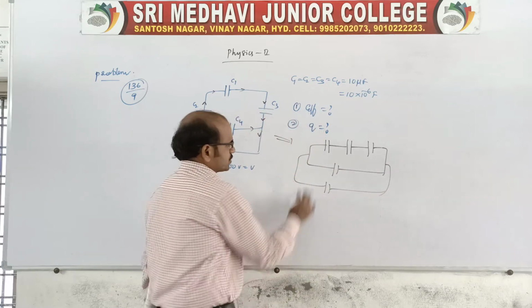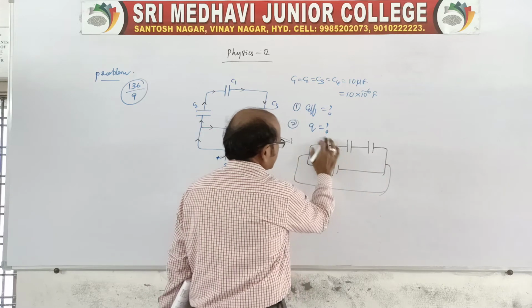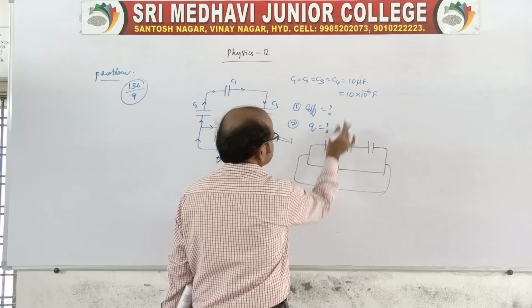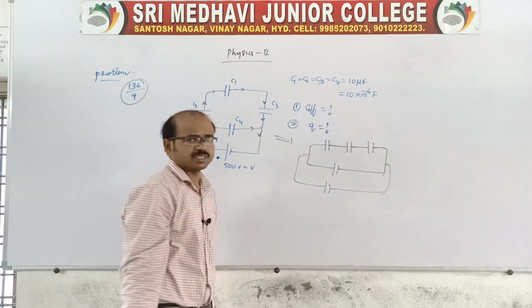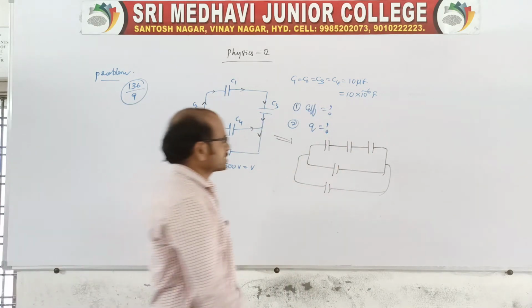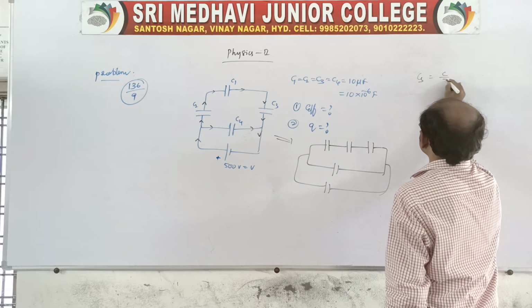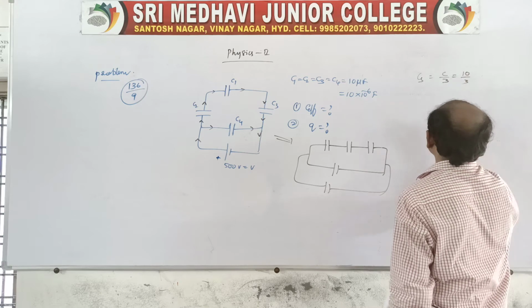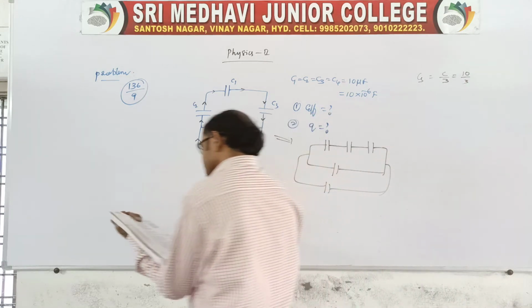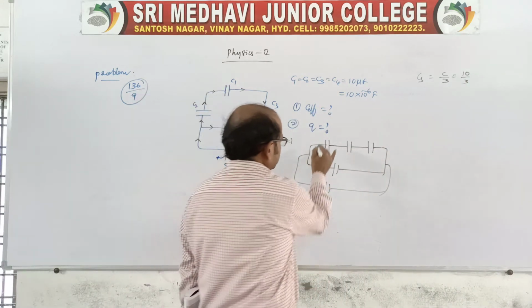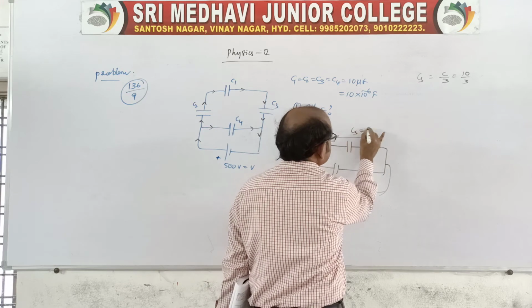Same, remains same. So these 3 are in series, no? When they are in series, what happens? The combination will be series, yes, of course we know. In series combination, the equivalent capacitance is CS = C by 3, so 10 by 3. We get 10 by 3 as the answer for this 3-capacitor combination. CS is equal to 10 by 3.